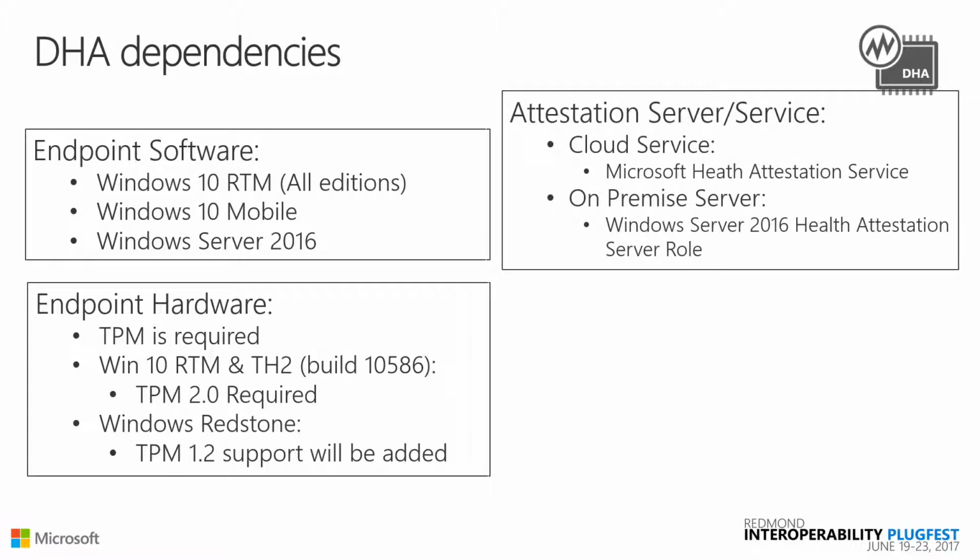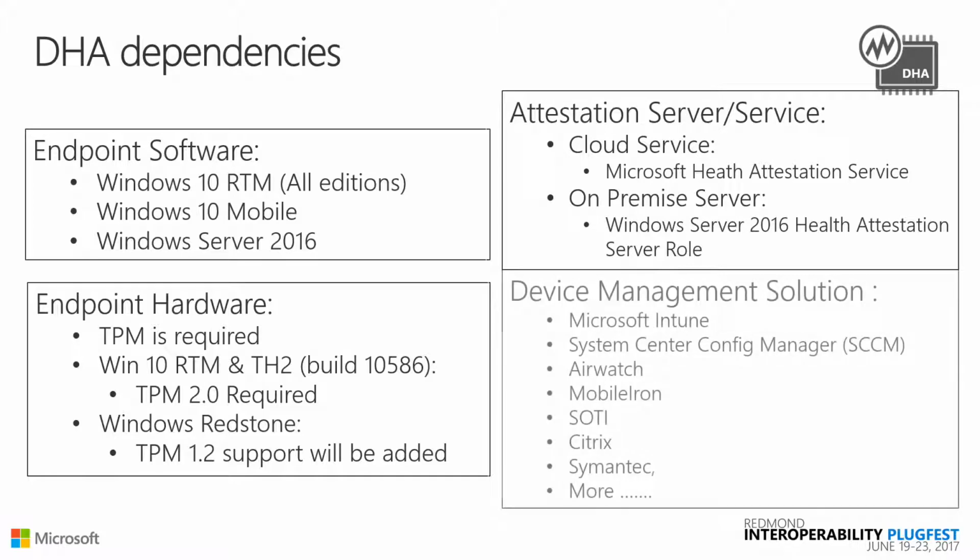And these are the OSs that are out. You need to have access to the cloud service, or you need to run your own on-prem service. And the last thing you need is a DHA-enabled MDM: Intune, SCCM, AirWatch, MobileIron, SOTI, Citrix, IBM.